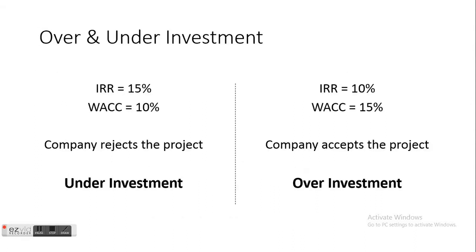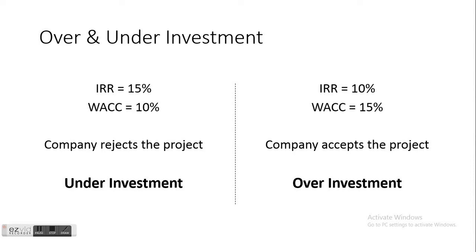Now let's understand the concept of over and under investment. When a company rejects a project that can add value, which means that the return from the project is higher than the cost of funding the project, and even then the company rejects it, it is said to be under investing. On the contrary, when the company takes a project that destroys value and is loss making, it is said to be over investing, as in this case the cost of capital is much higher than the return that the project will provide.